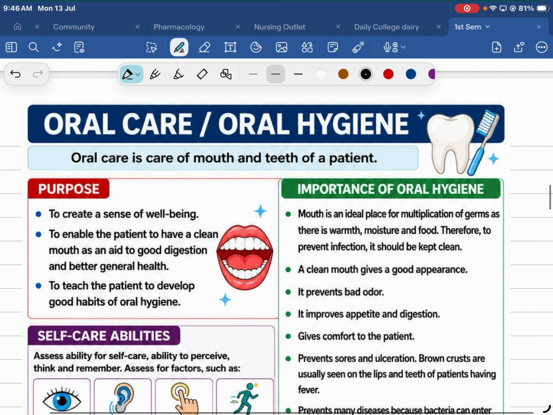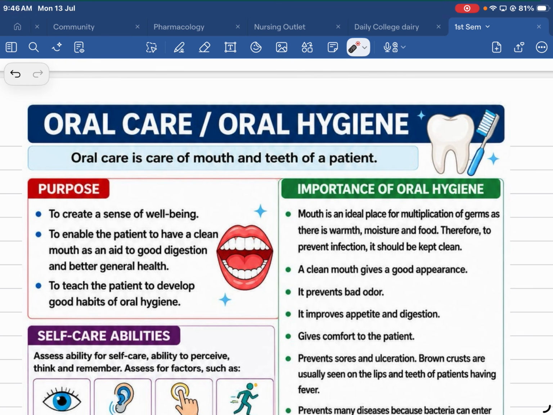Okay, so we will see oral care. In oral care, the mouth and teeth of the patient are very important to clean. To create a sense of well-being, he has to think, I am good in the smell of my mouth, or else he has to feel that I can eat whatever food is given, or fruits and vegetables, I can masticate properly. That is how we create the sense of well-being.